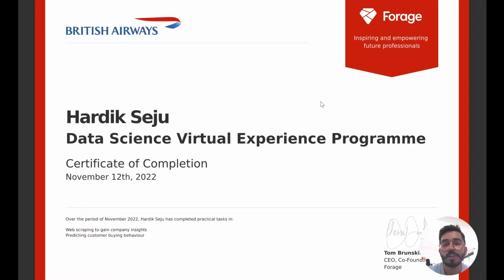Hi, today I want to talk about how you can complete an online virtual internship with many companies on an online platform. So this is one of the certificates that I just recently achieved, and this was a project with British Airways on data science. And the platform that is providing this opportunity is called Forage, and this is the sample certificate for that.